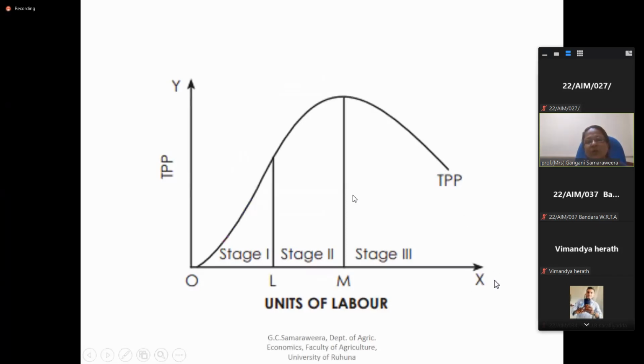X means any input. Y is the output. Now clear? Those who didn't get the point first. How to explain 3 stages are clear to you all? Hello?